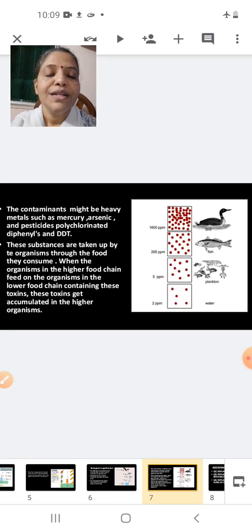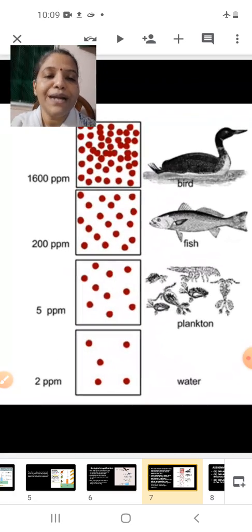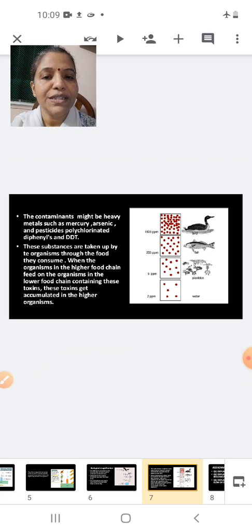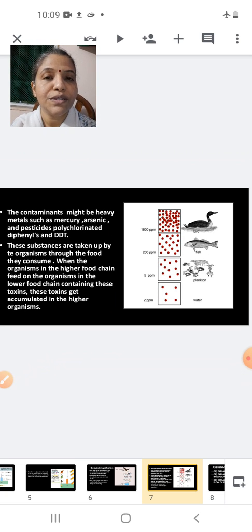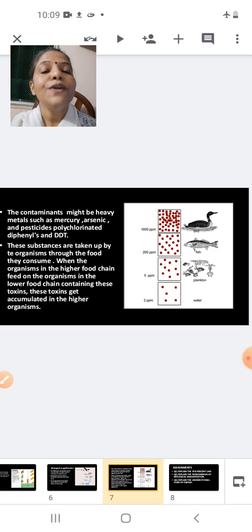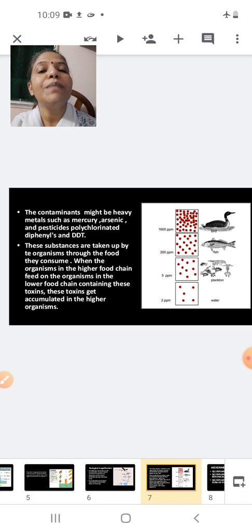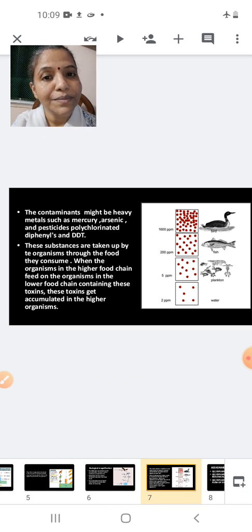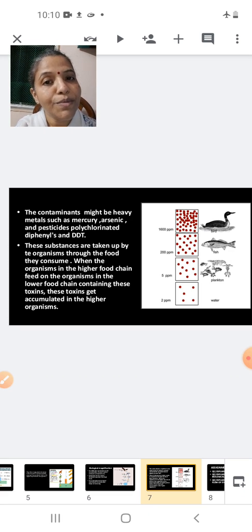Okay. That water is containing what? Plankton. Plankton is eaten by fish. Fish is eaten up by a bird. This you can study in different food chains. And this is happening, students, in the outside environment, in the ecosystem. Okay. So now this is regarding the biological magnification. I hope you students have understood what biological magnification is properly.